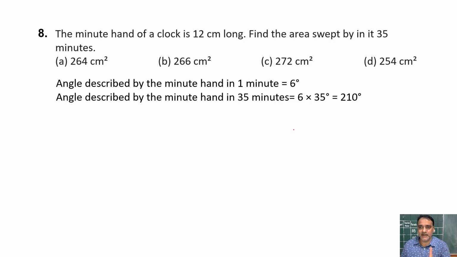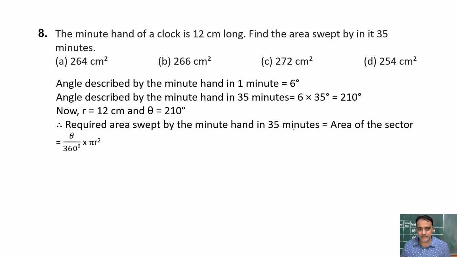So now radius is 12 and theta is 210. We have to find area swept by minute hand. That will be area of sector. Okay. So we will write the area of sector formula, that is theta upon 360 into pi r square. Now the value of theta is 210, pi is 22 by 7 and the radius is 12. So we'll substitute all the values. So first cancel this one.